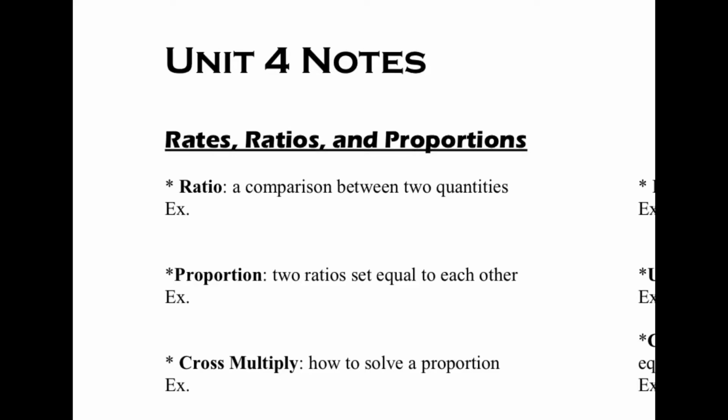These are notes for Unit 4, Rates, Ratios, and Proportions. A ratio is a comparison between two quantities. Most often we use fractions. We can also use colons or the word "to." They all mean the same thing. These three things are equivalent.